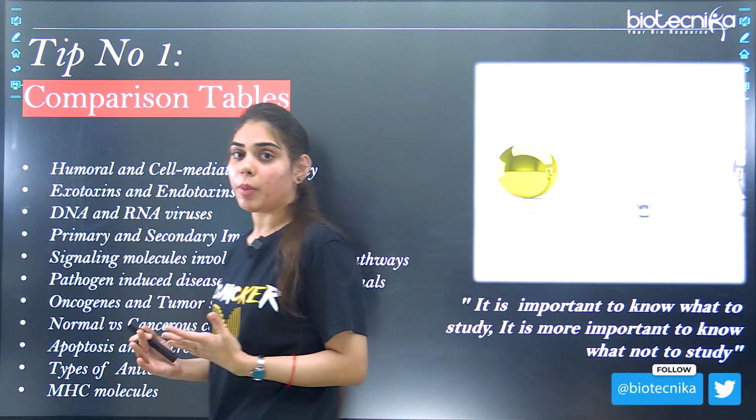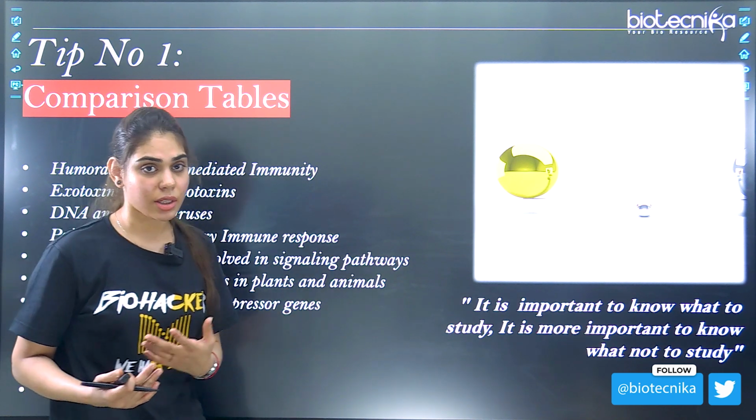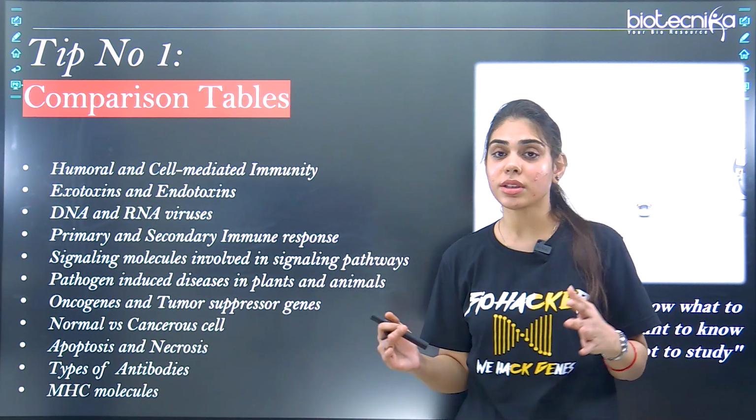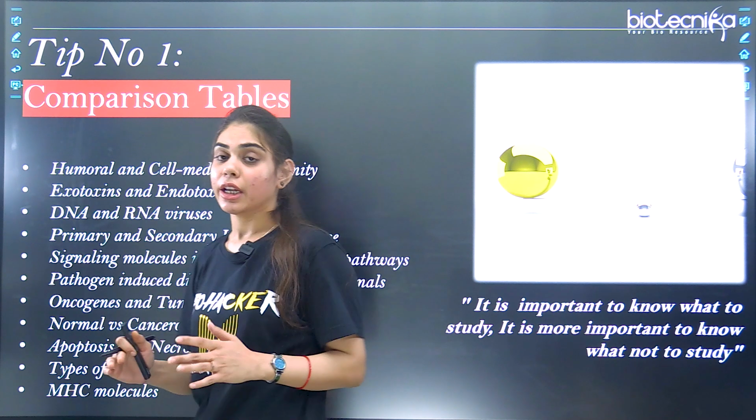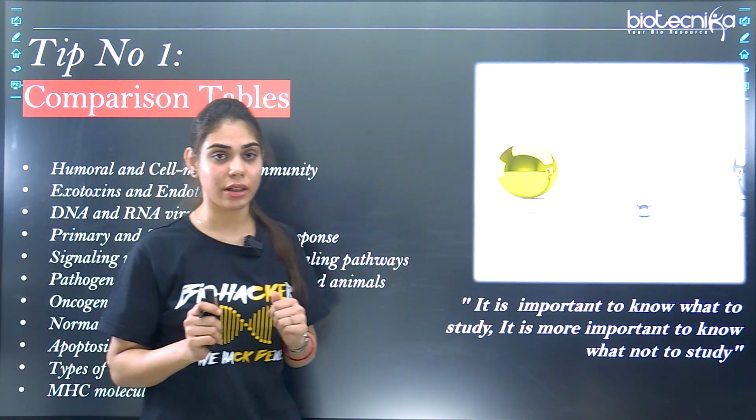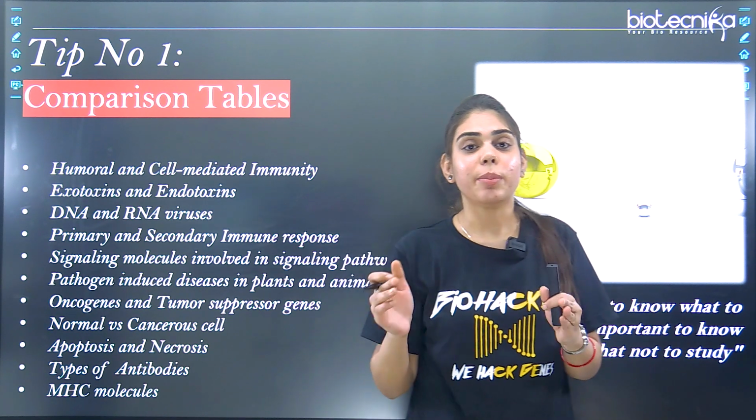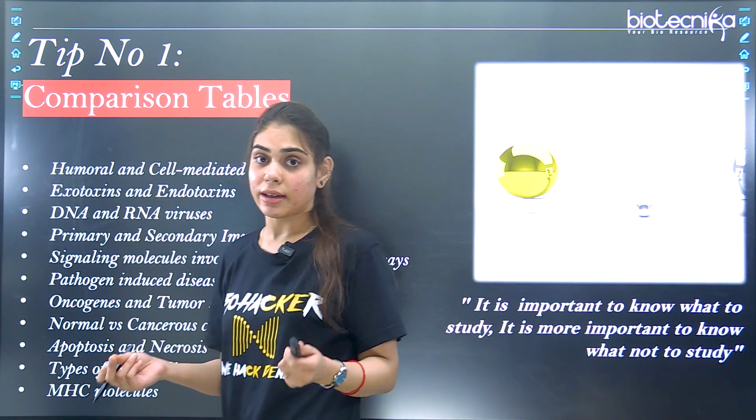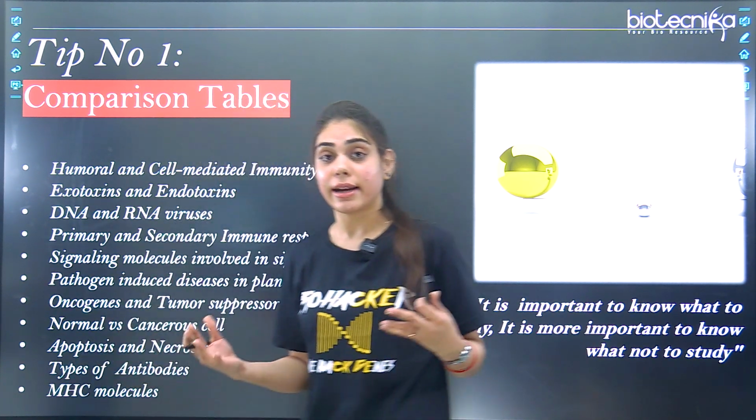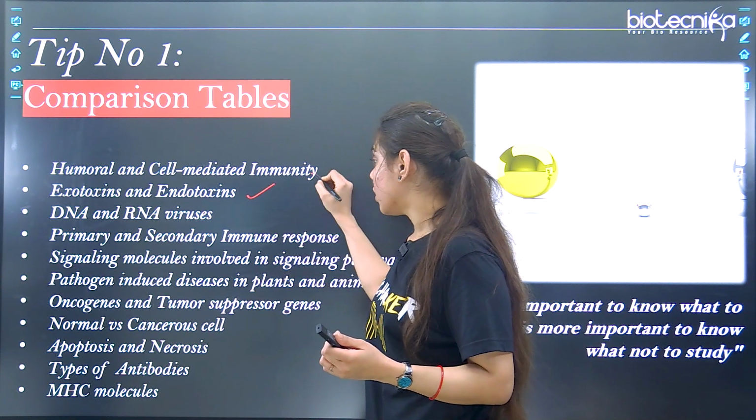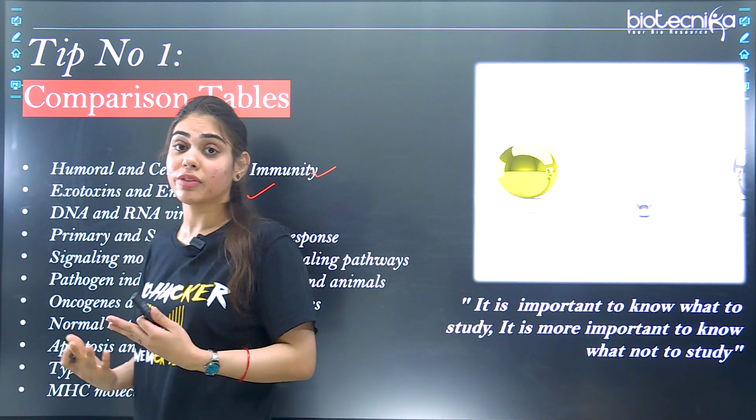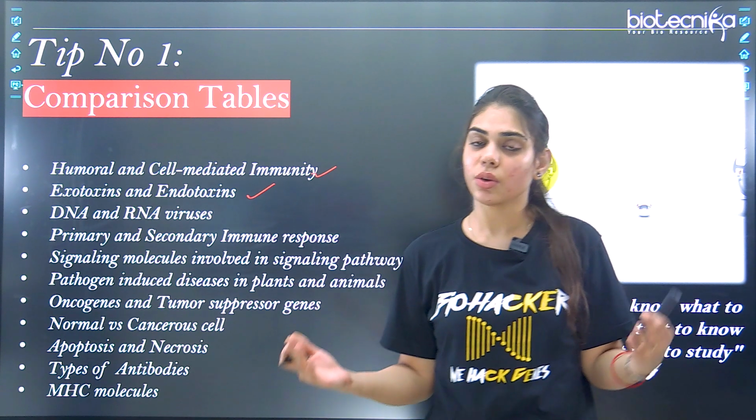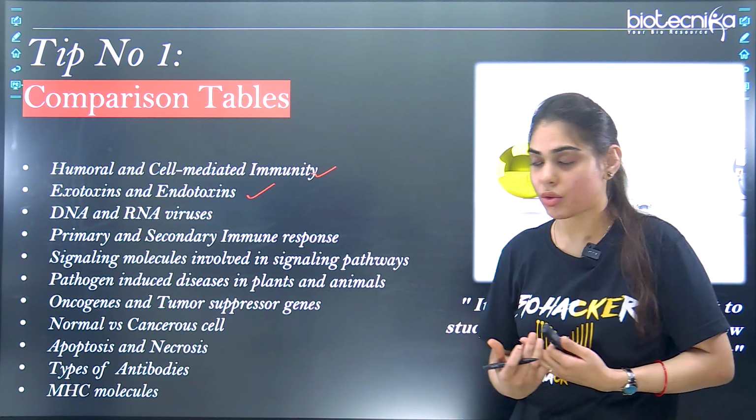Now let us talk about the tips needed to revise this unit. Tip number 1 is the comparative table. You can make a comparison table for the topics listed here. If you want to study humoral and cell-mediated immunity, you can prepare a comparison table. What are the cells involved in these kinds of immunity? What are the mediators taking care of this immunity? What are exotoxins? What are endotoxins? Which bacteria are responsible for secretion of these toxins? Which toxin is heat stable? You can do a comparison study of these topics.